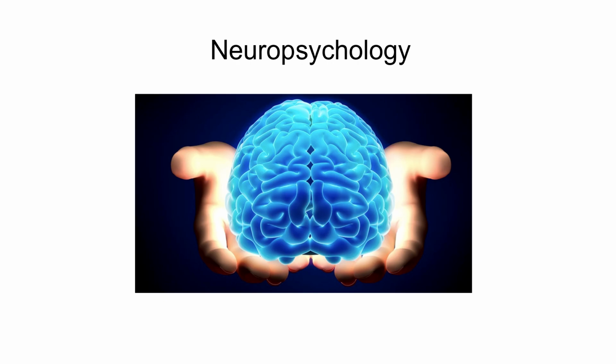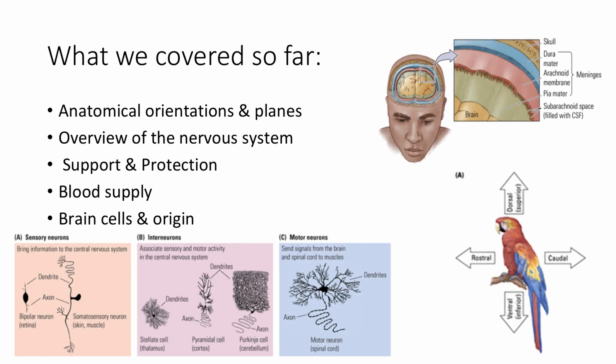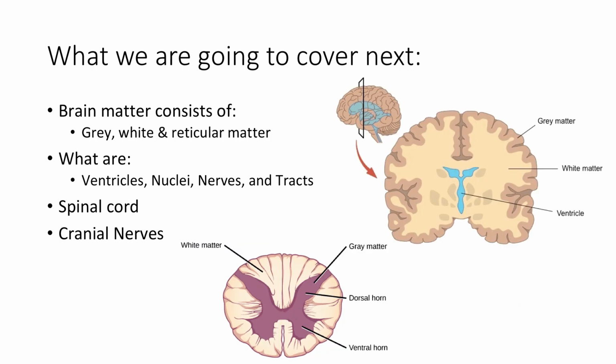Everyone, and welcome back to Neuropsychology. So we covered a lot so far. We talked about anatomical orientations and planes. We talked about the organization of the nervous system. We talked about support and protection, blood supply, and different brain cells and their origin.